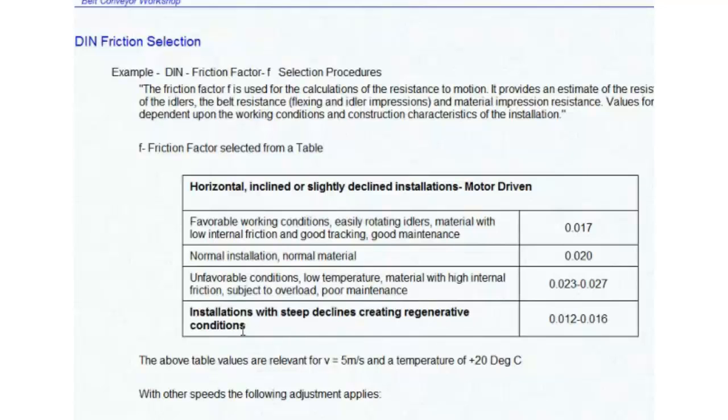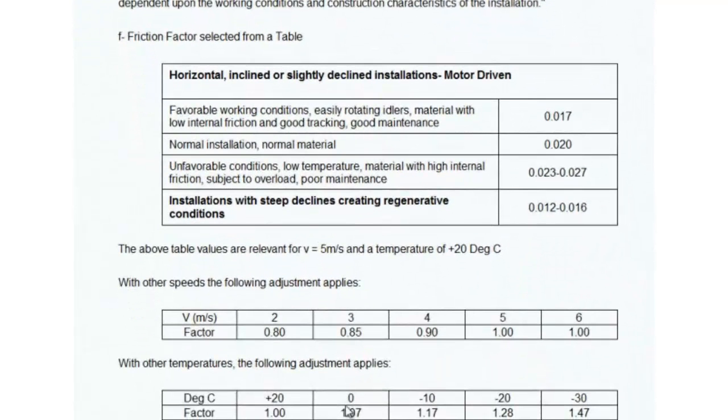And if you have a regenerative conveyor, where we want to underestimate the friction requirements, since the friction is actually holding the system back, it might be 0.012 to 0.016. These numbers are generally for typical conditions, which they've put in here as a belt speed of 5 meters per second and a temperature of plus 20. And then here are some multipliers, as we use in our adjusted DIN calculations, to increase or decrease those numbers depending on belt speed or temperature.